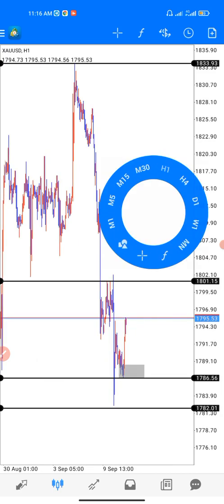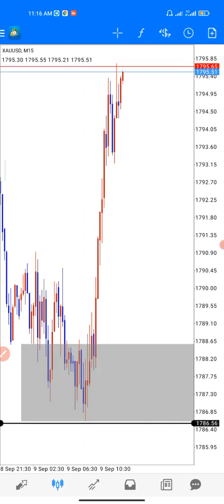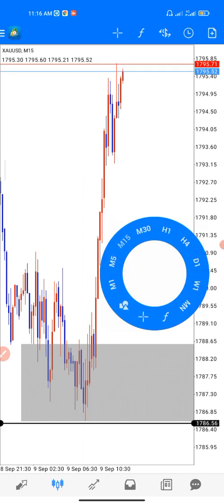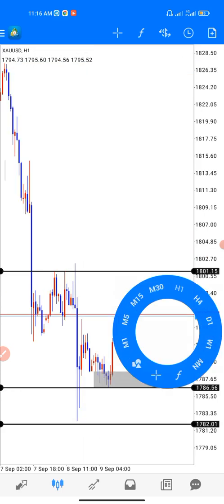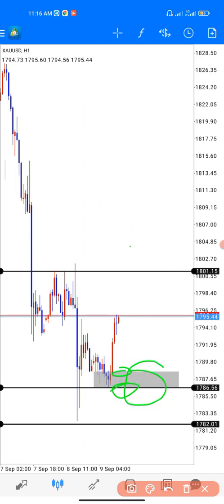So this is the time frame I will take my entry from. You can see it now, and I will have to refine my entry because to me this stop loss is too huge. This stop loss from here to here is too huge for my stop loss.